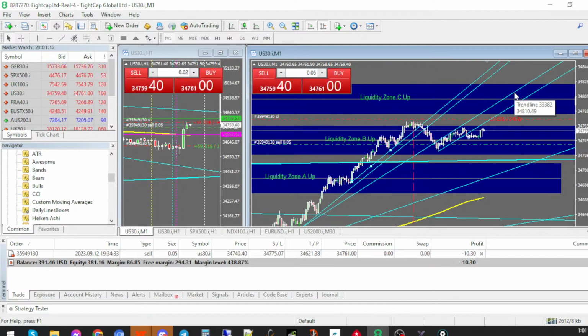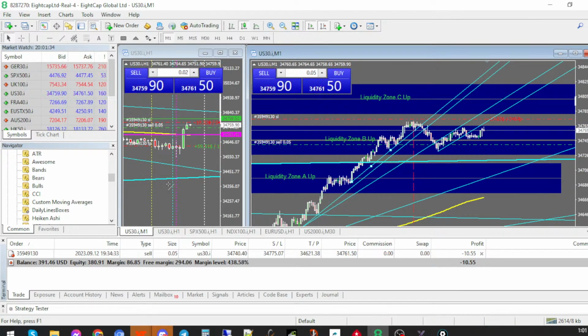Because if they see that a lot of traders are coming into the market on the sell side, they're going to push the price up to liquidate those sellers. The market makers move against the retail traders. That's what they do. They don't move price in your favor. They move price against you. So you need to understand that.